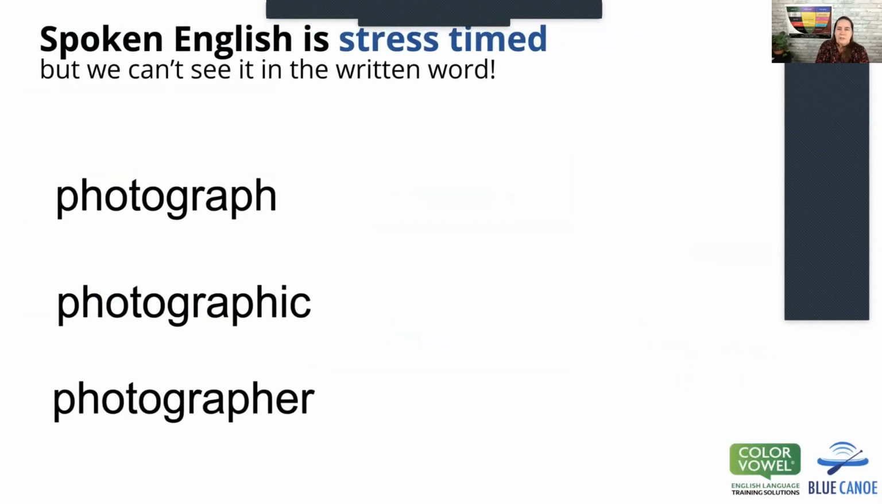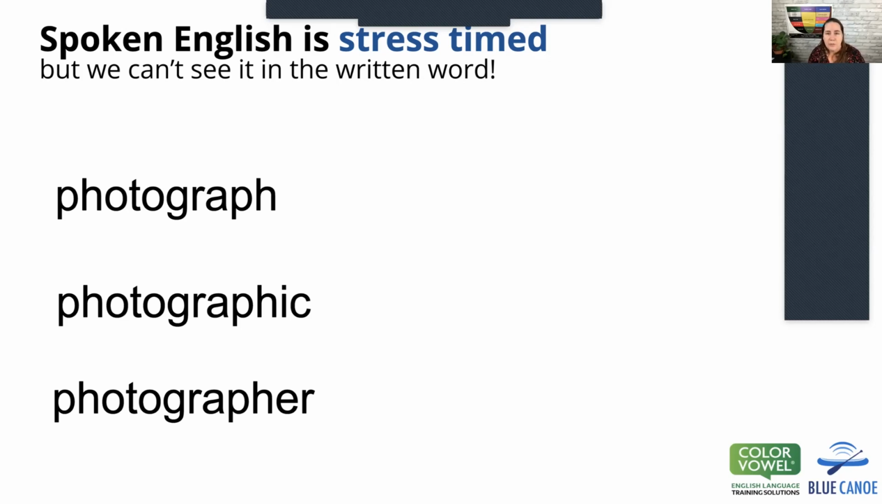So spoken English is a stress-timed language, and this is something that native speakers take for granted. It's something that's sort of hardwired in us, but notice that we can't see it in the written word, and this can be quite confusing to learners. In fact, take a look at these three words and notice how just visually they look all three exactly the same all the way up to the P, right? And then after that, you've got just an H or HIC or the ER at the end, right? So it's these two endings that visually look different.